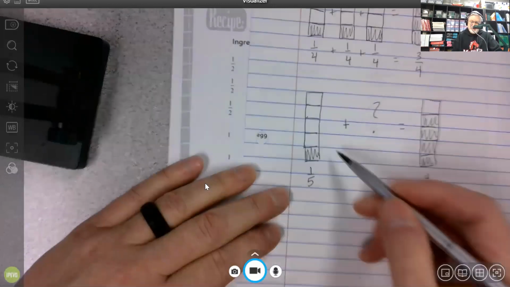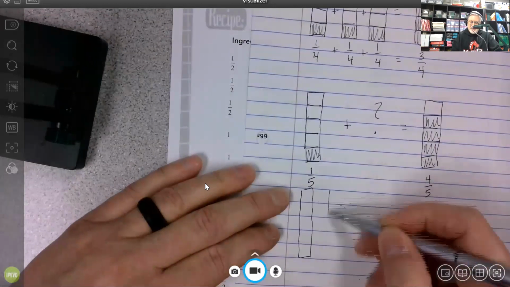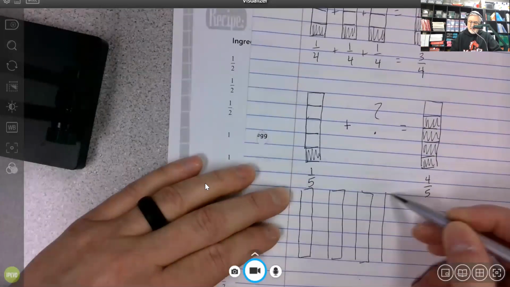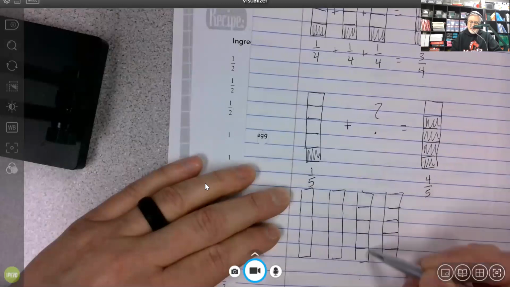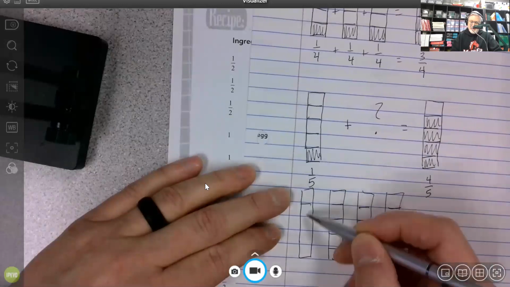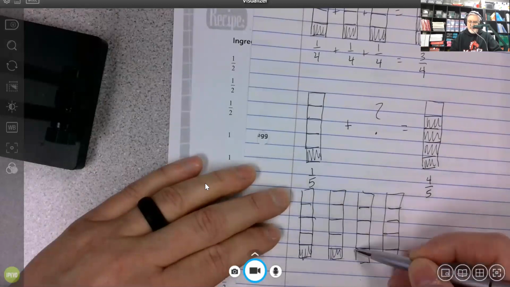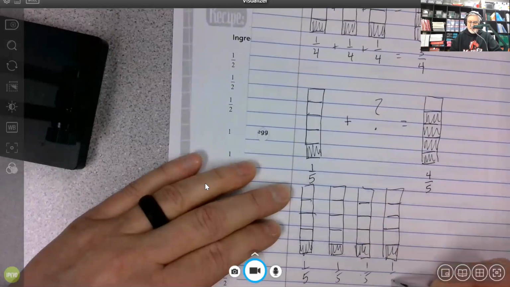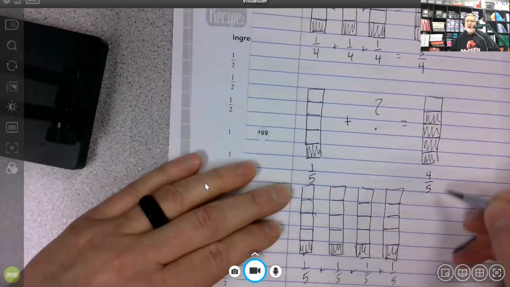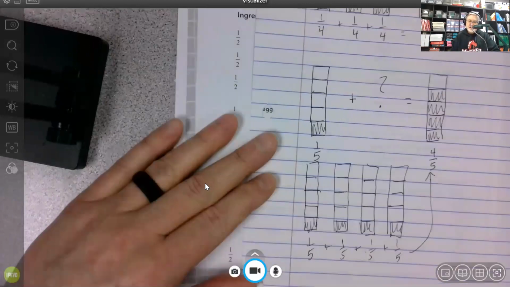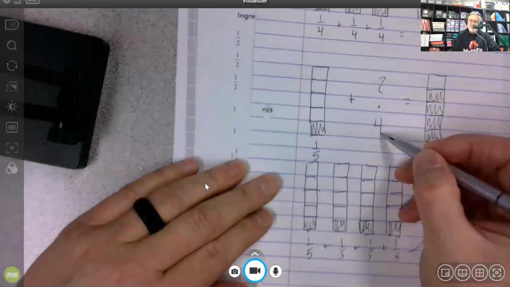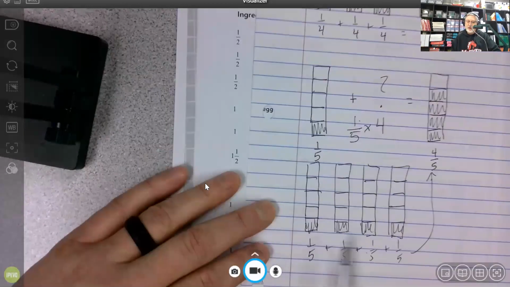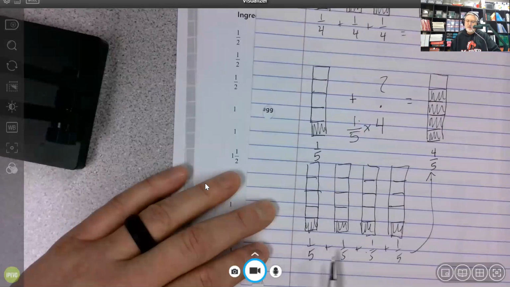So I would have to do this 4 times, wouldn't I? That would be 1/5, 1/5, 1/5, and 1/5. This would be repeated addition. And if I add those all up, I would get 4/5. So in this case, my number would be 4. So I'm really taking 1/5 times 4, or using repeated addition 4 different times: 1/5 plus 1/5 plus 1/5 plus 1/5.